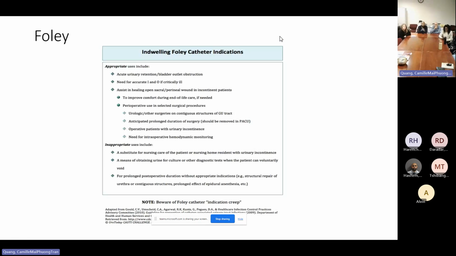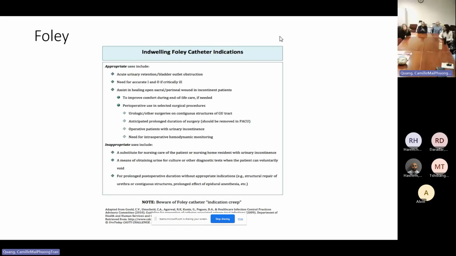So what about a Foley catheter? When would you put in a Foley catheter? A lot of times people think we need them when we don't. Anyone know some indications of when I would want a Foley? If you need help, here you go. Yep, neurogenic bladder, sure.